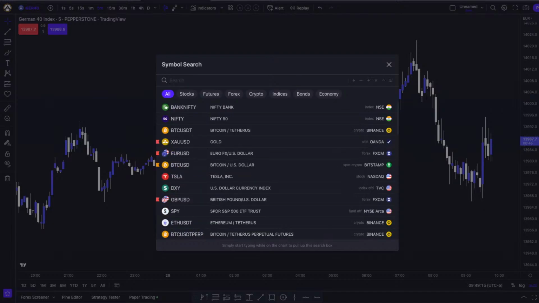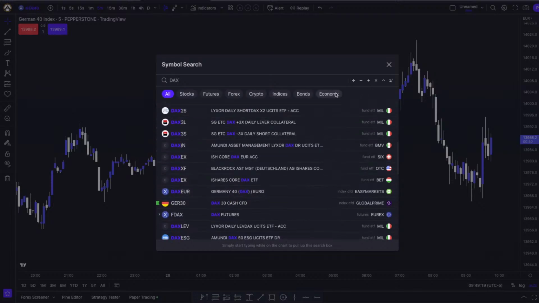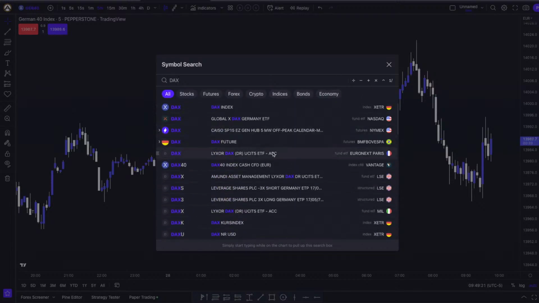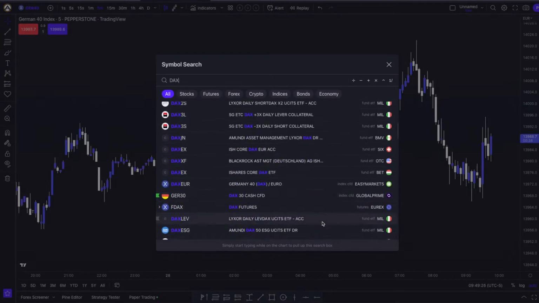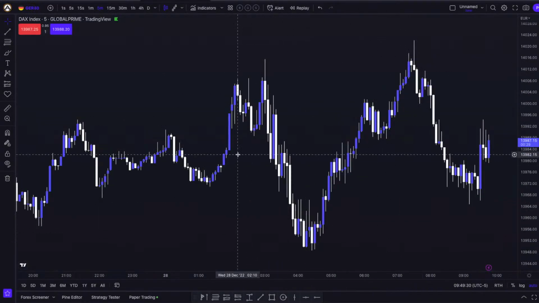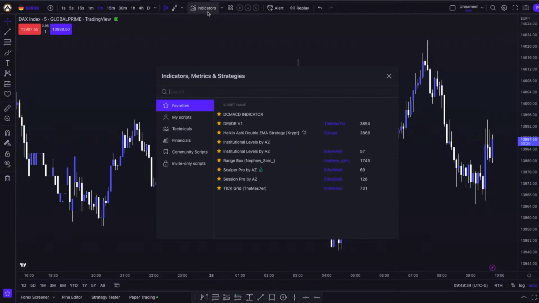If I go for DAX, German 30, Global Prime. Let's just go with Global Prime. This usually is a nice chart. Alright, let's put up our indicators.